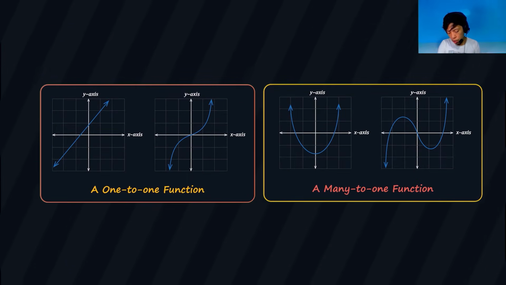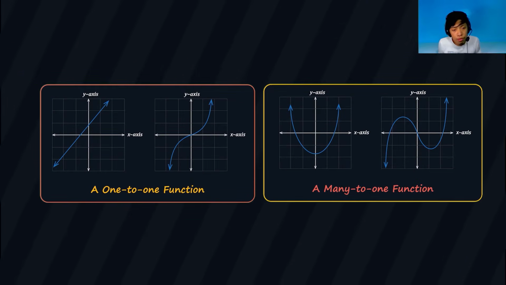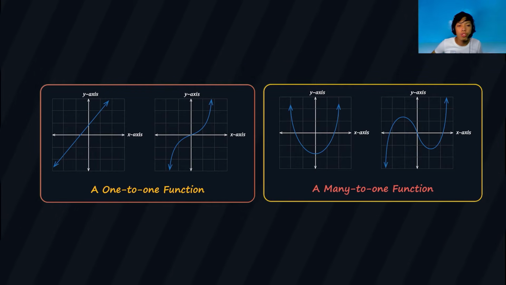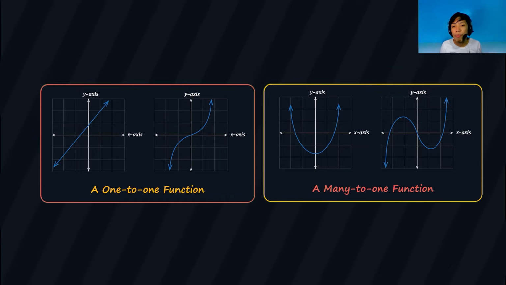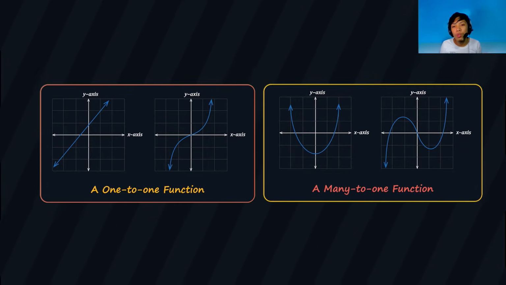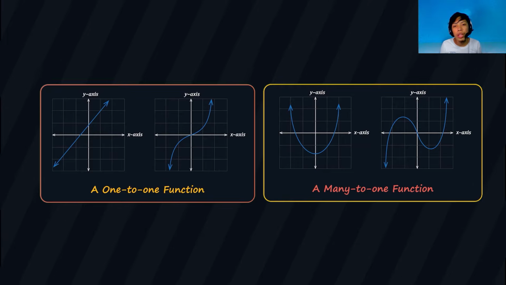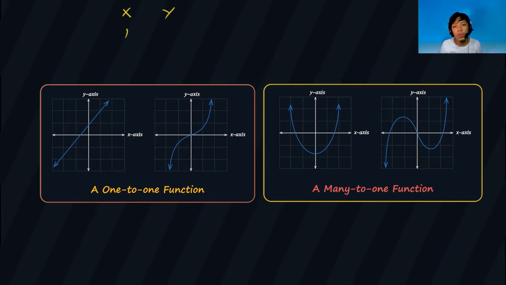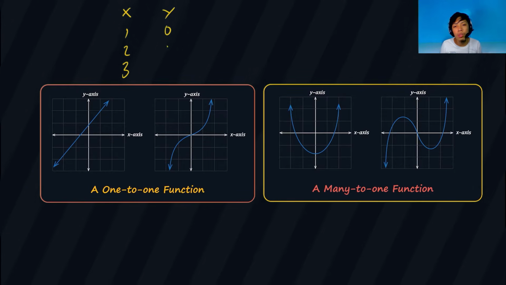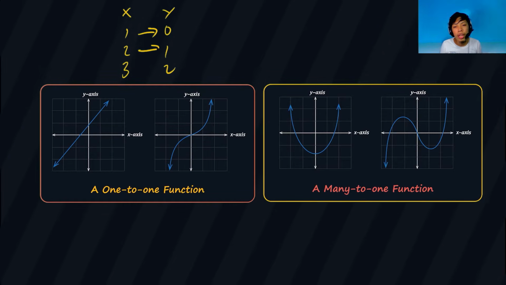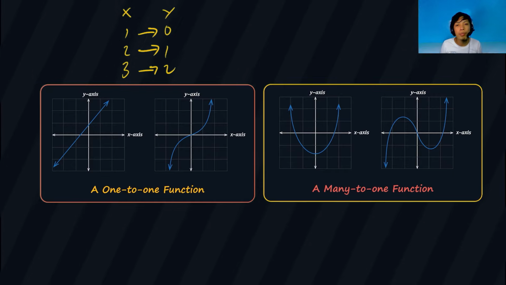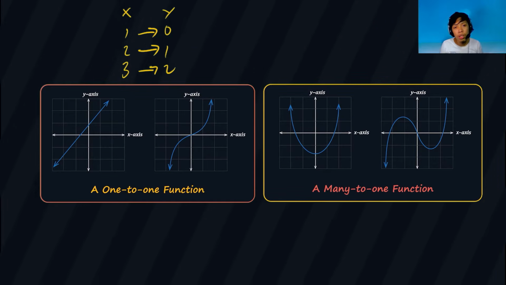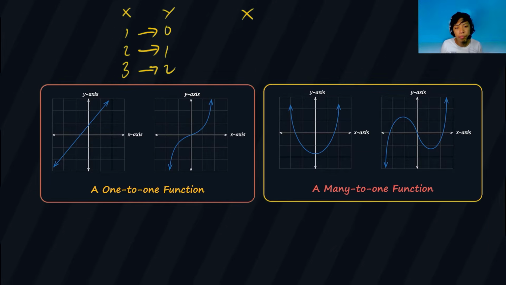Okay, now there are generally two types of function. We have one-to-one function and many-to-one function. Okay, so one-to-one function for an arrow diagram, if you have x and y, so we have 1, 2, 3, corresponding to 0, 1, 2. Each element in x corresponds to a unique element in y. Okay, 1 to 1.